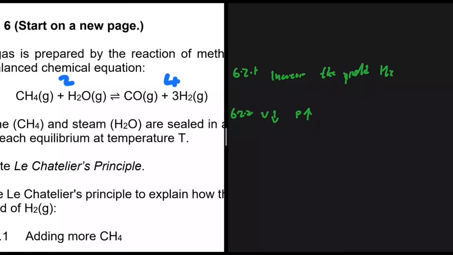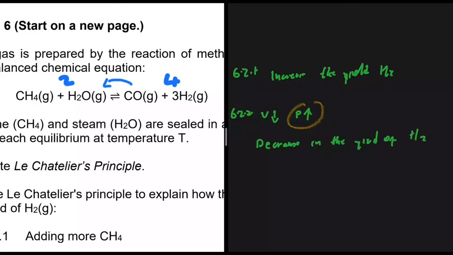So it means that if the volume has been decreased and the pressure has gone up and we want to decrease the number of moles of gas, then we need to favor the reverse reaction. We need to favor the reverse reaction because the reactants have less number of moles of gas compared to the products. So in this case, the yield of hydrogen gas would decrease. So we have a decrease in the yield of hydrogen gas.